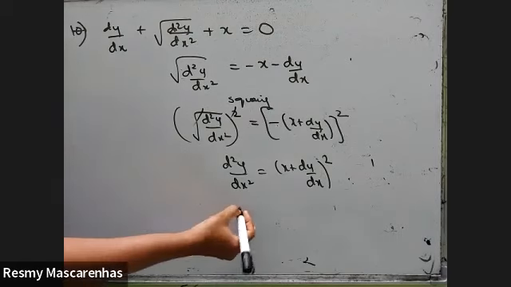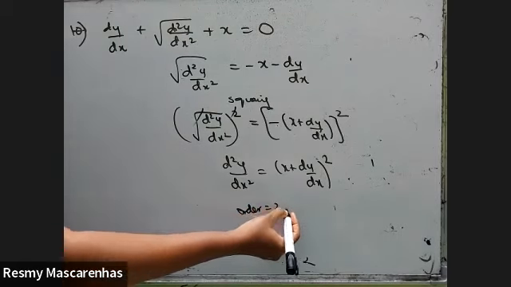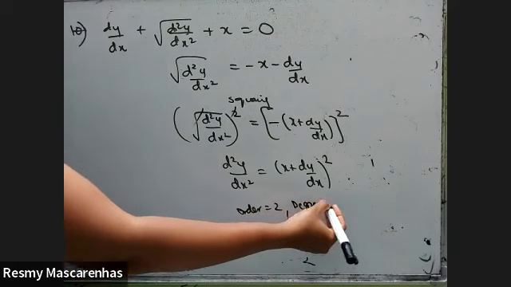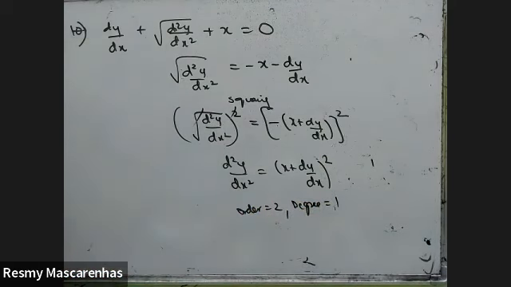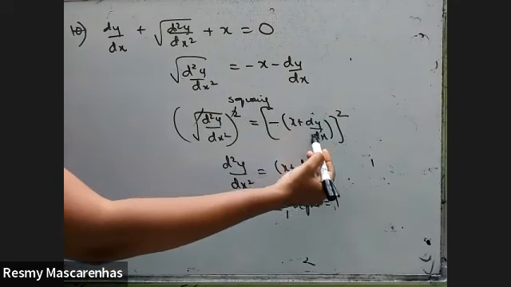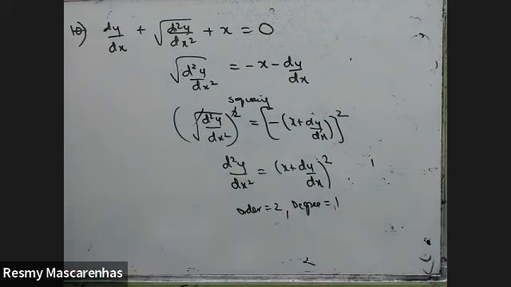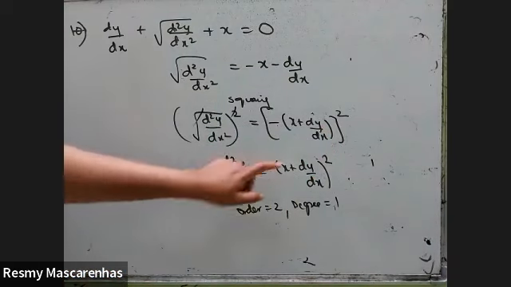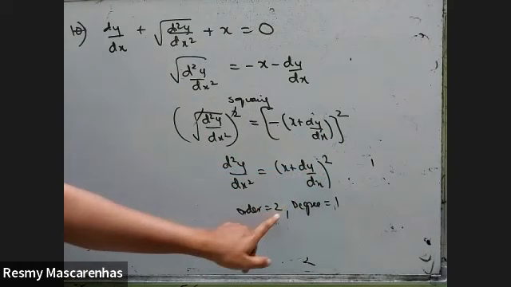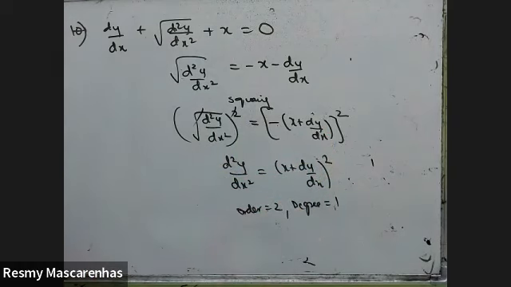Order is 2, degree is 1. If this was, suppose, cube, then order would be 3 and degree would be 2. So if this was 3 in both the places, then order would have been 3 and degree would have been 2. Next one.